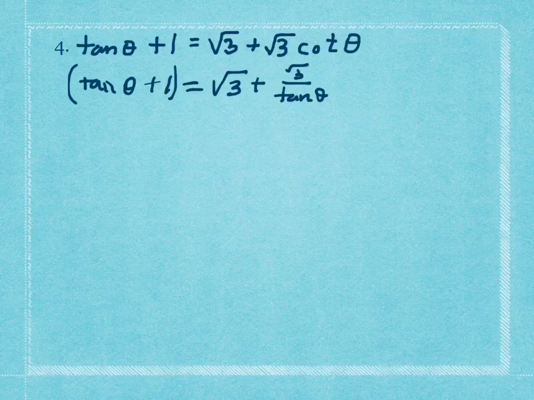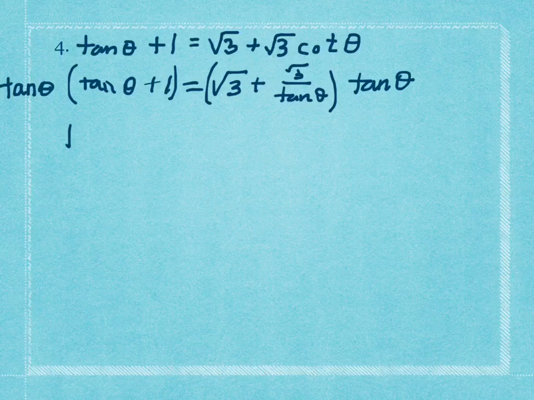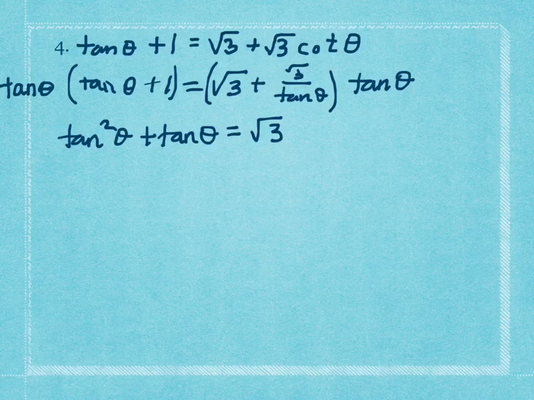So we're going to multiply, but if we multiply by this, we've got to multiply both sides, okay? So I'm going to multiply by tangent of theta on both sides of my equation. So on the left-hand side, this becomes tangent squared of theta plus tangent of theta. On the right-hand side, I get square root of 3 tangent theta, and then what? Plus square root of 3. Yeah.